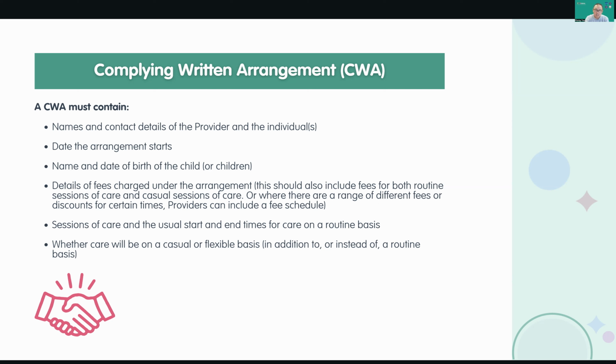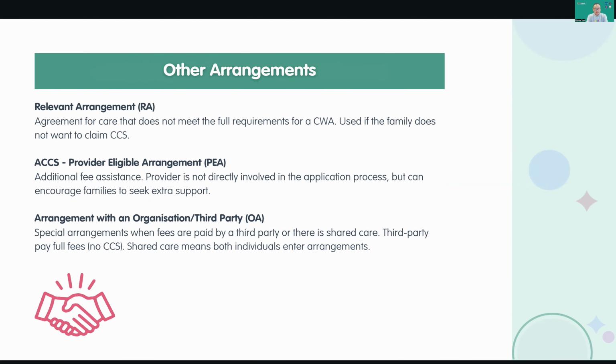The other thing I touched on here, guys, is around shared care, where you are in a situation where there's more than one primary carer for that child because of a family situation. Okay. And the key takeaway for that is that both caring parents or individuals need to apply for CCS separately. So these are the other care types, arrangement types. So the relevant arrangement, the RA.